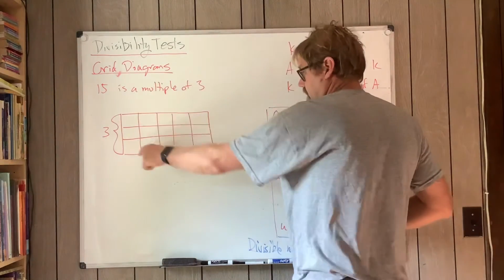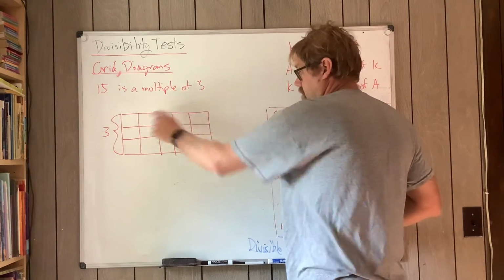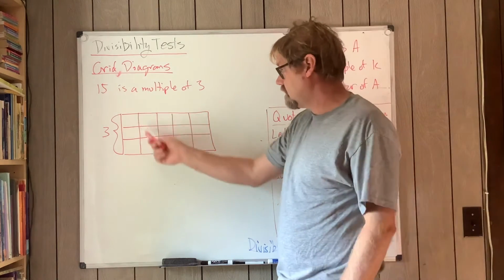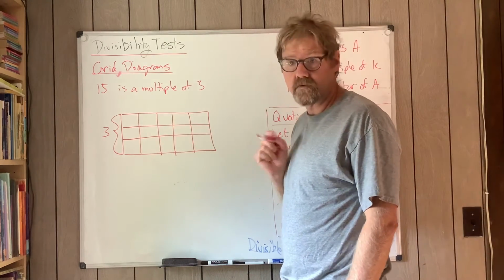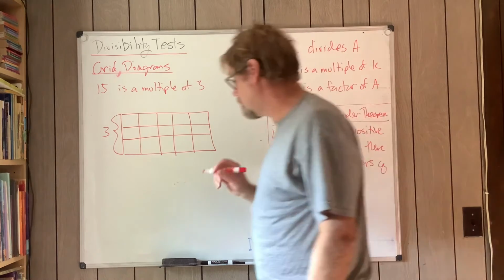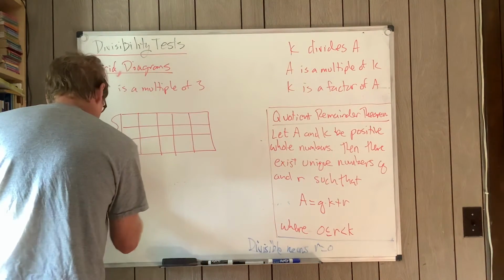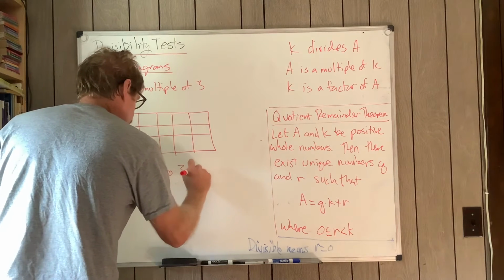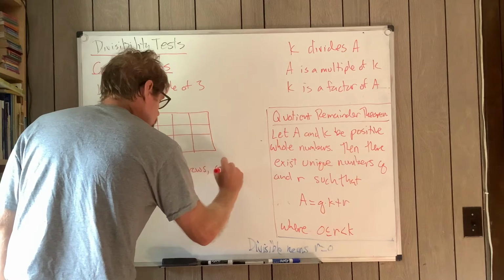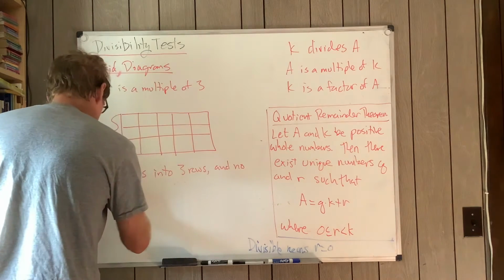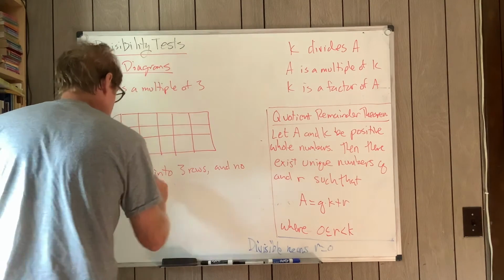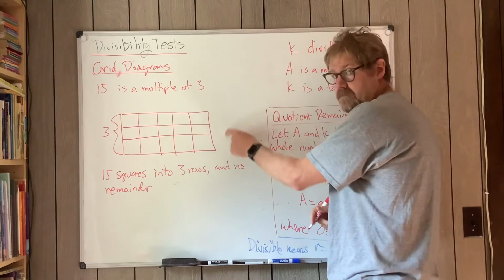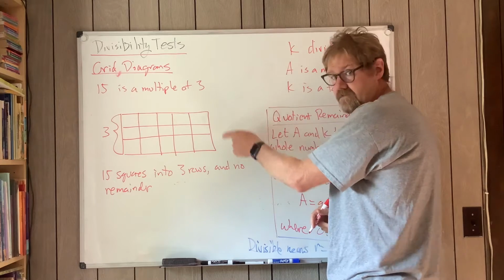So I've got 15 little boxes, and I can put them evenly into 3 rows. So there's 15 squares into 3 rows and no remainder. Remember, we've done this before when we've shown something has a remainder, there's either 1 or 2 boxes left over like that.